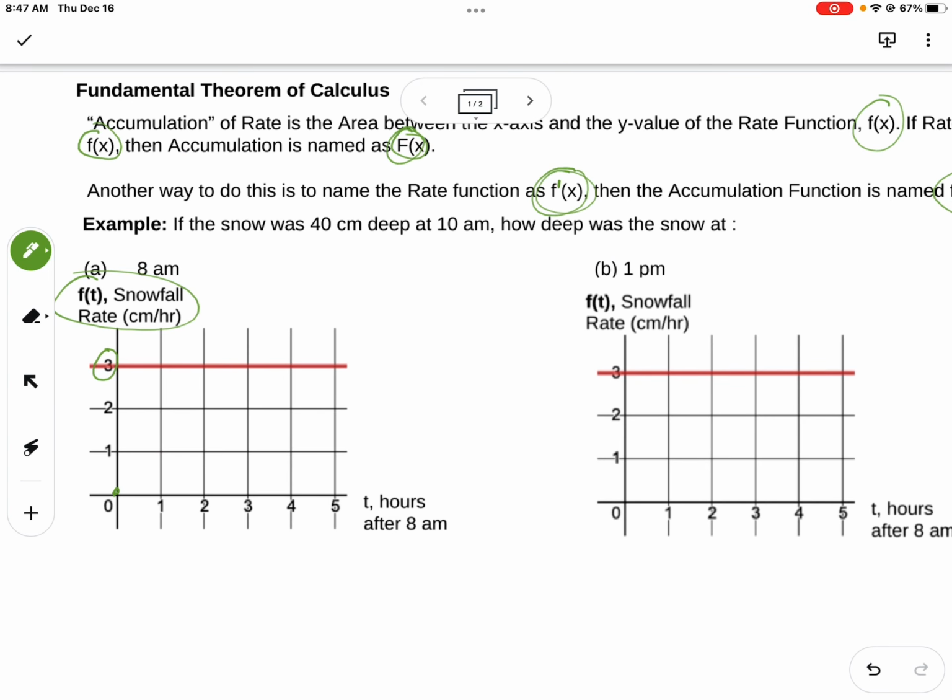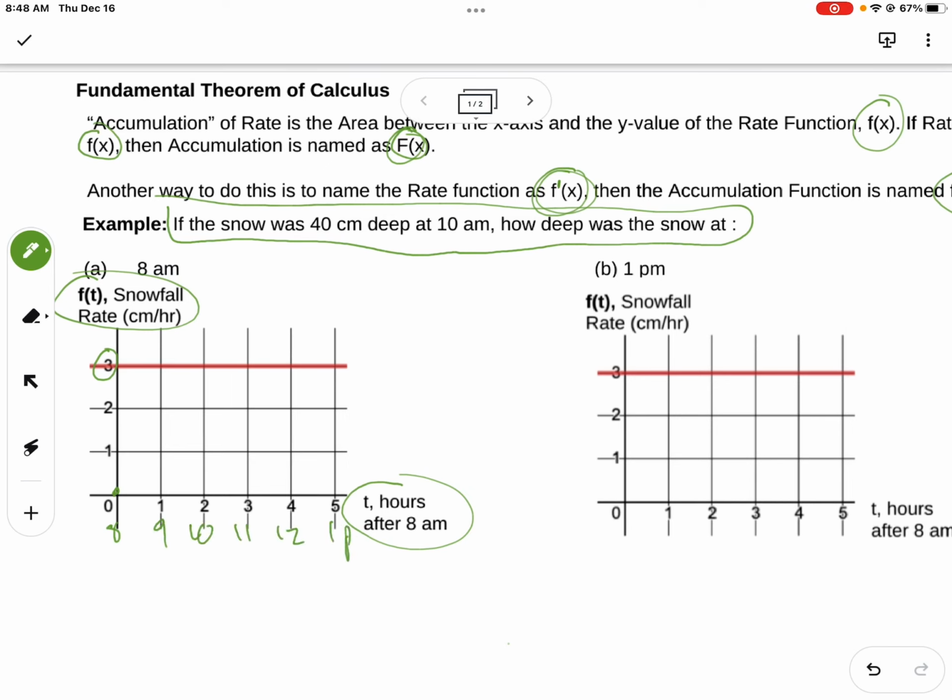So this time, remember we talked in our last few screencasts and our lessons at school about the notion that the rate function and the accumulation function don't actually tell us how deep the snow was. It just tells us how much fell on the ground. Well, what if we introduce this to our situation? So now, again, hours is being measured in hours after 8 a.m. So this would be 8 a.m., 9 a.m., 10, 11, 12, and 1 p.m., hours after 8 a.m.